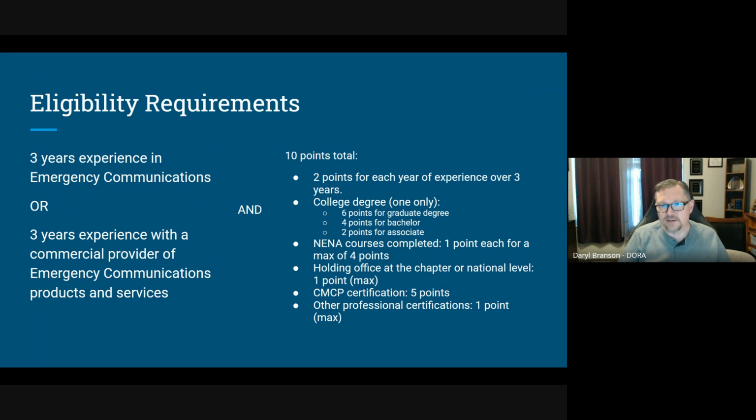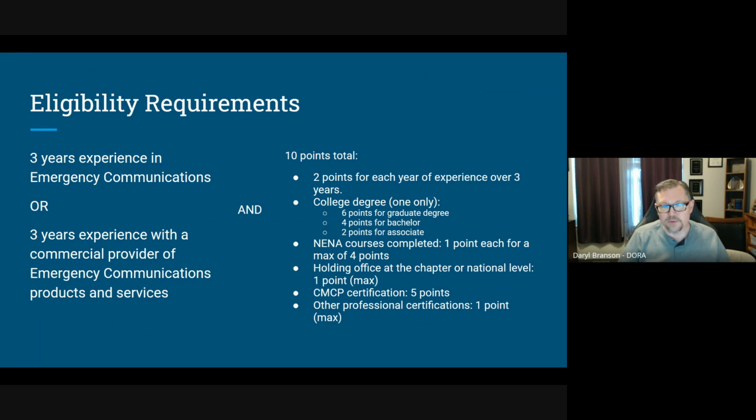So we'll talk about the test itself. So before you're even allowed to take the test, you have to meet certain eligibility requirements. First, you have to have one of these two things on the left side of the screen. That's 3 years of experience in emergency communications, or 3 years of experience with a commercial provider of emergency communications products and services. So the ENP isn't just for people who work in PSAPs. The ENP is also for anybody who works in the industry.